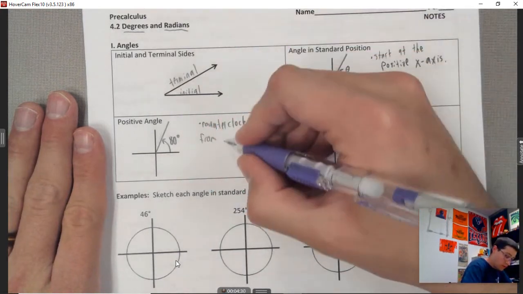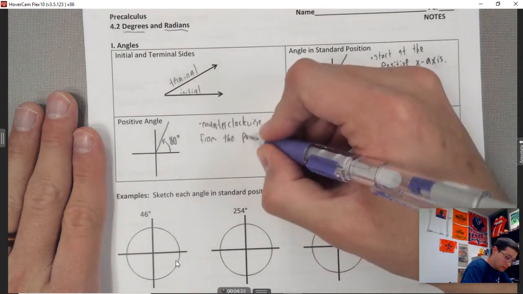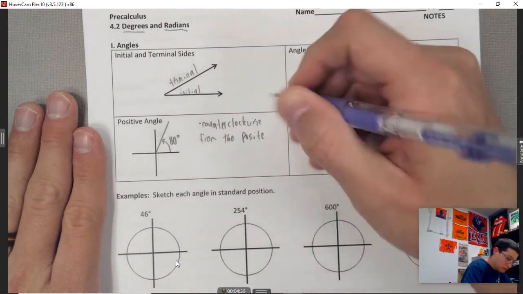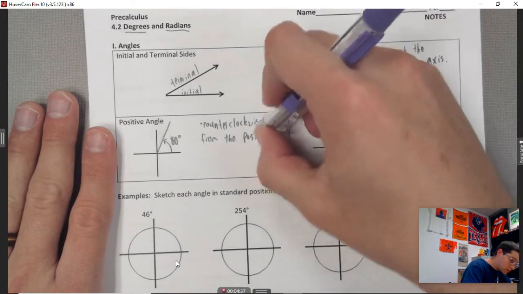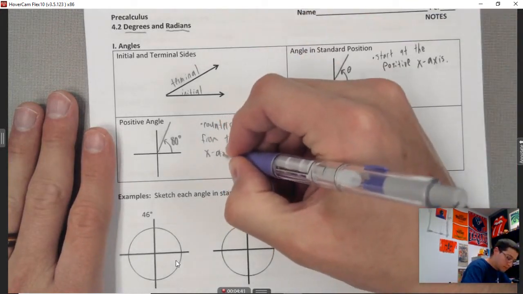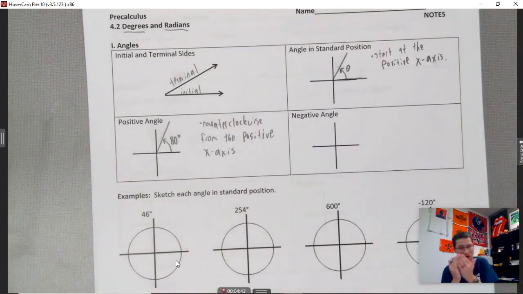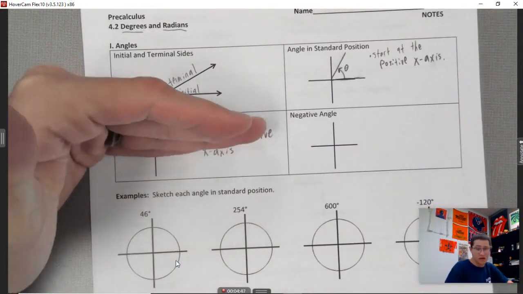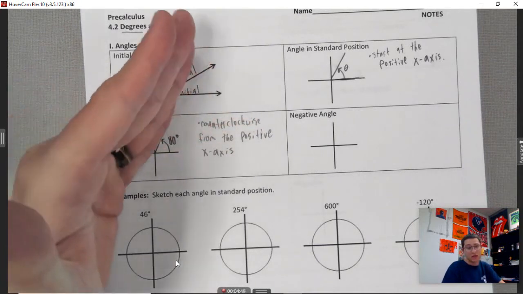from the positive x-axis. Whoa, I left out a whole bunch there. So I'm starting counterclockwise from the positive x-axis. I'm starting here, and I'm going counterclockwise, counting.